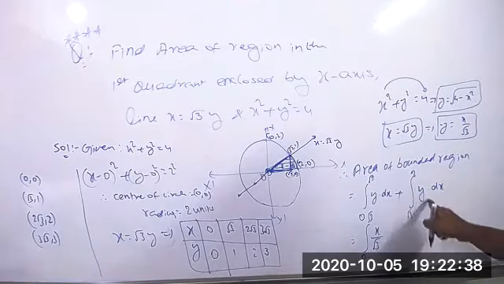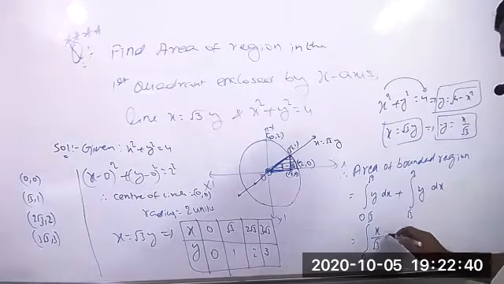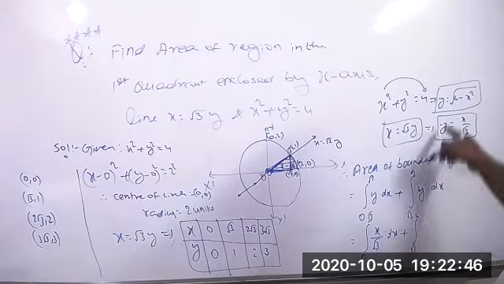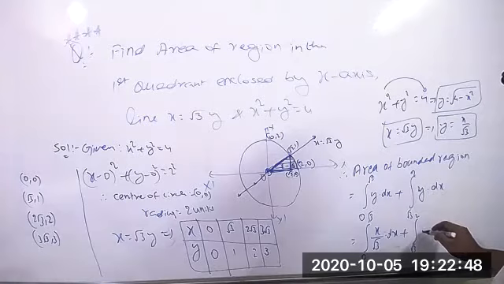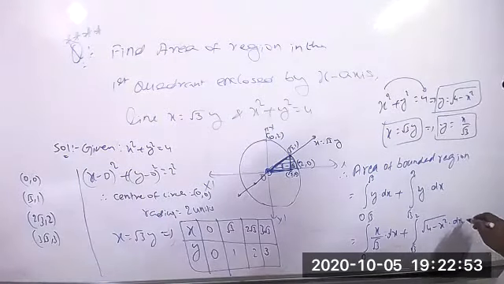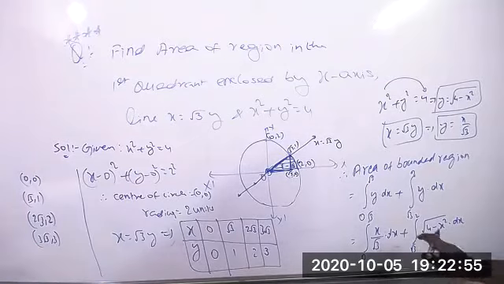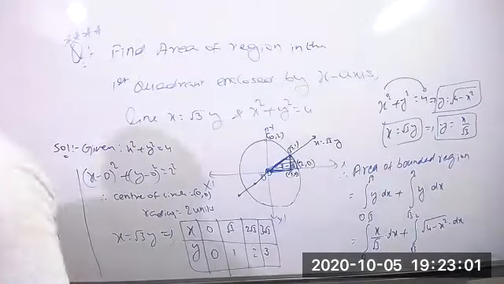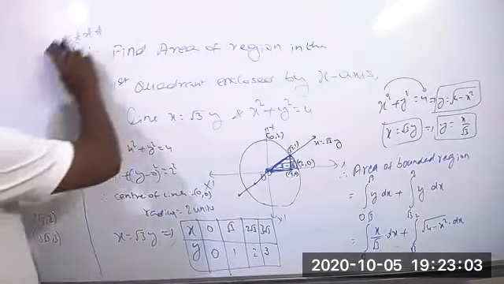Root 3 to 2, y dx. So integral of y dx plus the integration from root 3 to 2 of the circle equation, y equals root of 4 minus x square, dx. Now we can simplify and write it. That is the final answer for the area of the bounded region.